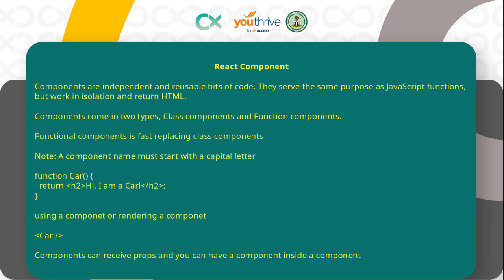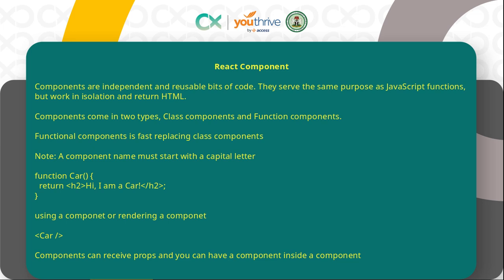In our previous video we learned about what the React environment is, and what an SPA is. So this is a continuation of that video. So, React components. React components are independent and reusable bits of code. They serve the same purpose as JavaScript functions, but work in isolation and return HTML. So that is what a React component is. It returns HTML, it is a reusable bit of code, and it is like a JavaScript function.